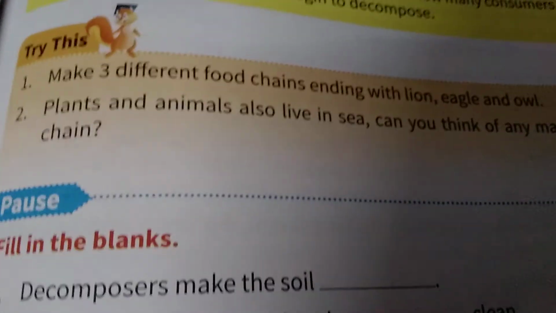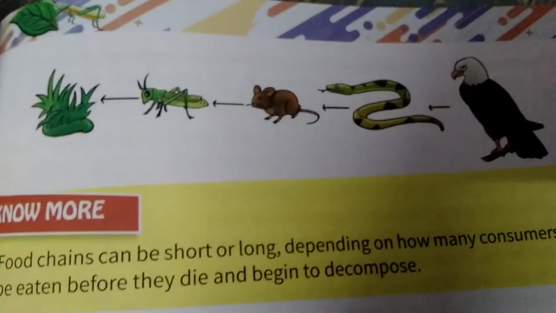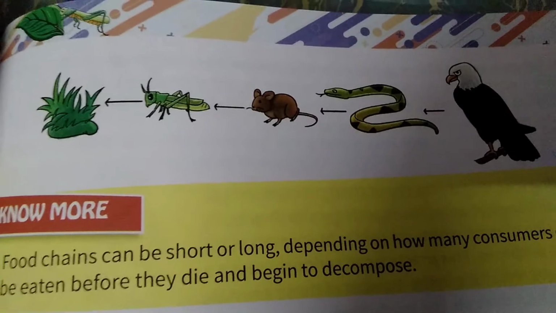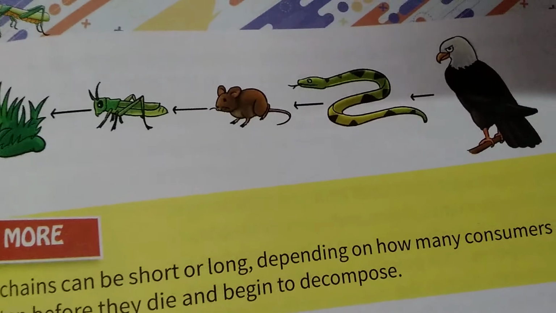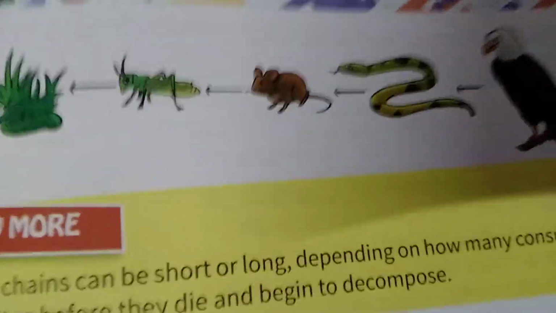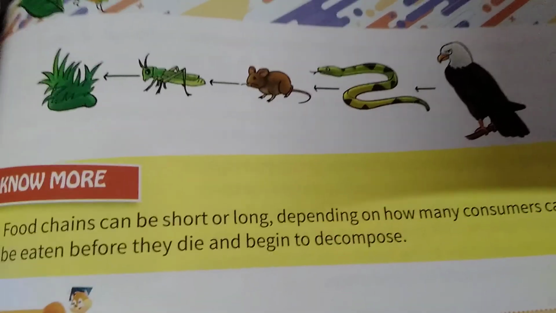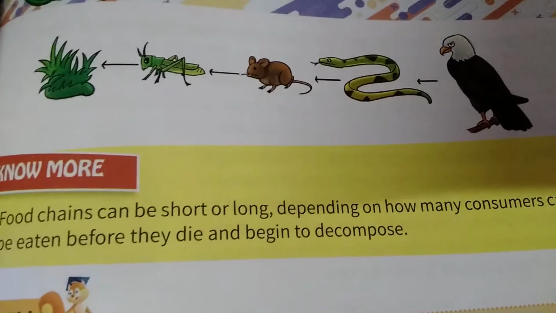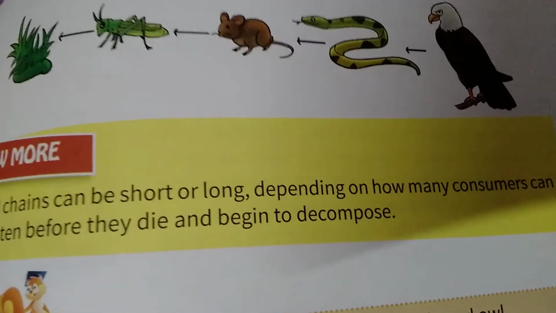And now, you know, food chains can be short or long depending on how many consumers can be eaten before they die and begin to decompose. Now you all know that every animal plays a role in the food chain. If any of the animals goes missing from the food chain, then the entire food chain gets disturbed, and thus causes imbalance in nature. Okay.